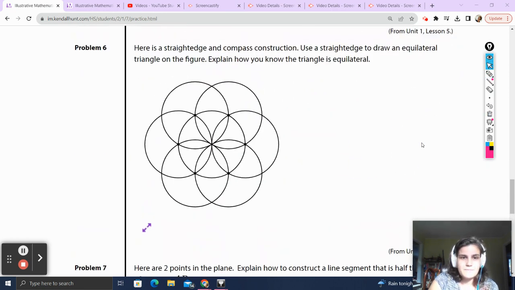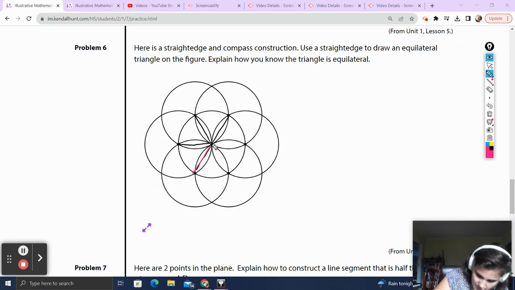Problem 6. Here is a straight edge and compass construction. Use the straight edge to draw an equilateral triangle on the figure. Explain how you know the triangle is equilateral. Well, I'm going to do the fun thing that I've been doing in all these types of questions, where I'm just going to draw a bunch of radiuses. Radius, radius, radius, radius. Let's do a different color. That's hard to see in black.